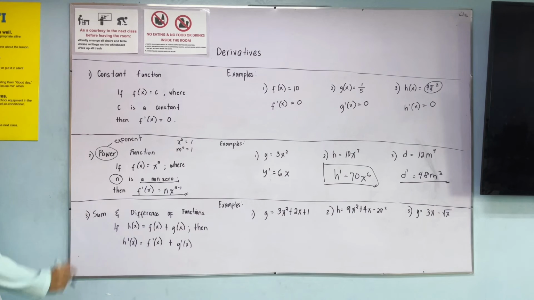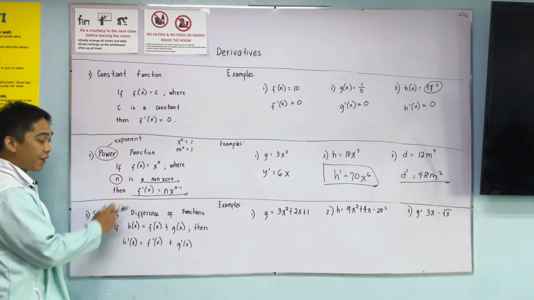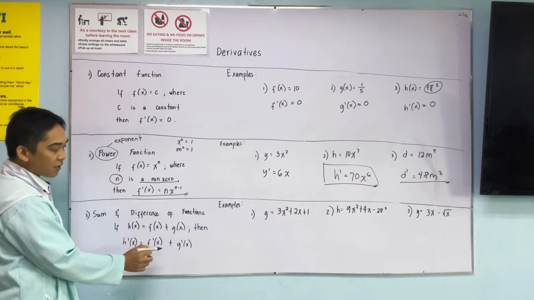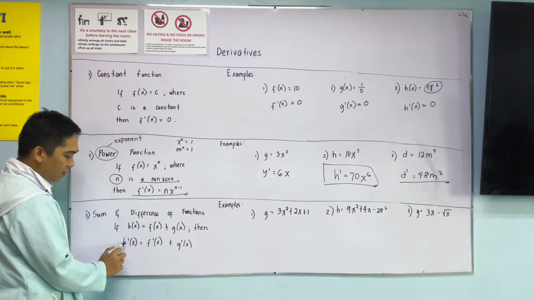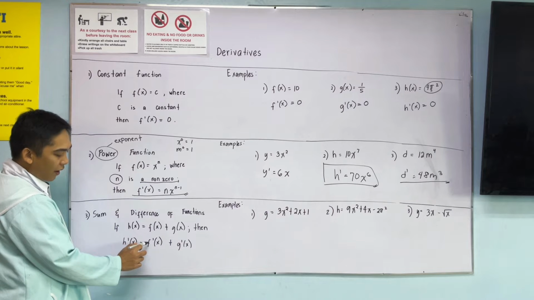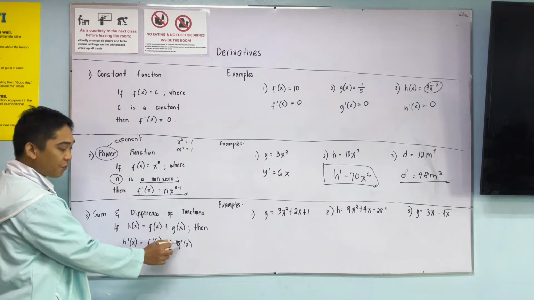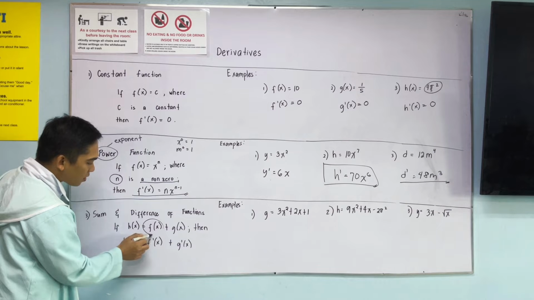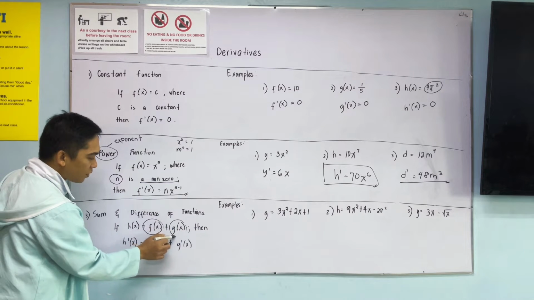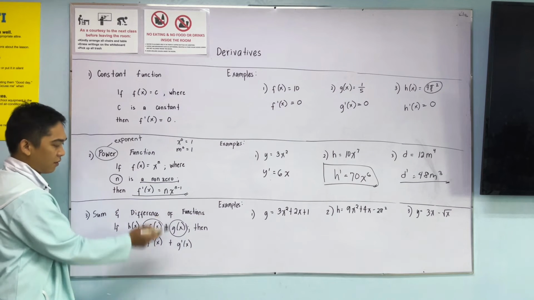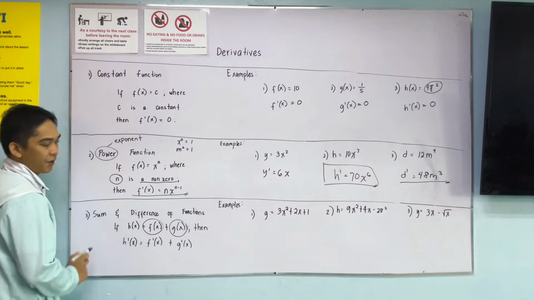Next is sum and difference of a function. Or it can be sum or difference. So if h of x is equal to f of x plus g of x, then h prime of x is equal to f prime of x plus g prime of x. Or the derivative of the function f plus the derivative of the function g. Or it can be subtraction. You can apply to either operation.